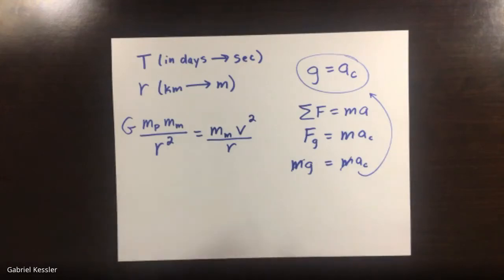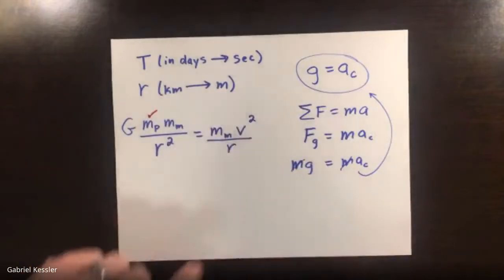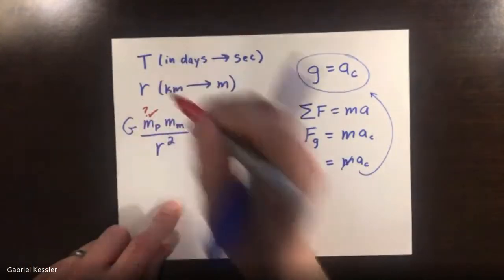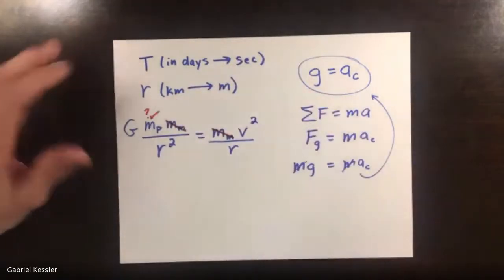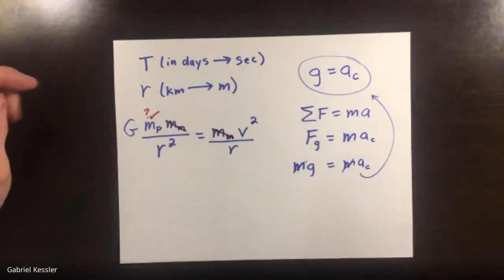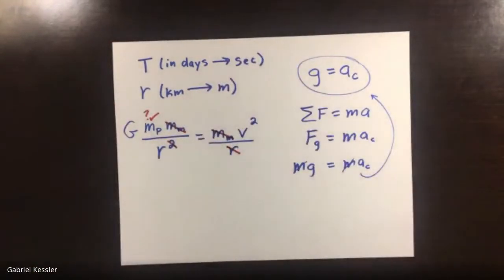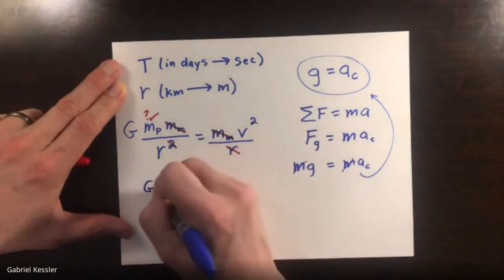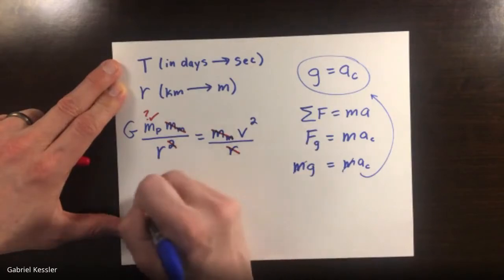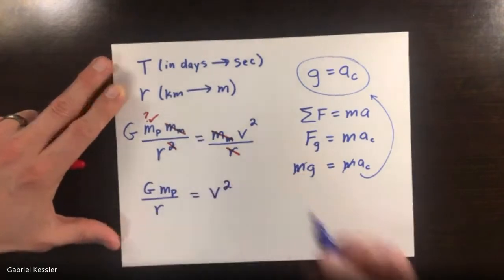So in this problem, we're looking for the mass of the planet. That's our question mark. Mass of the moon actually cancels, so we don't need to know the mass of the moon. That's good. One of the radii will cancel, one in the numerator, one in the denominator. So what are we left with? We're left with the gravitational constant times the mass of the planet divided by the radius that the moon is orbiting, and that equals the speed squared.